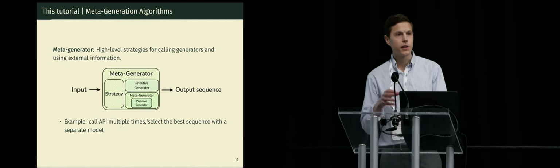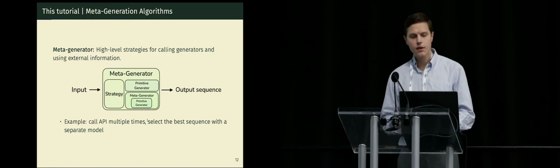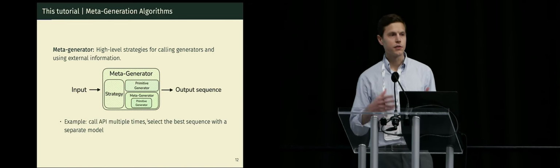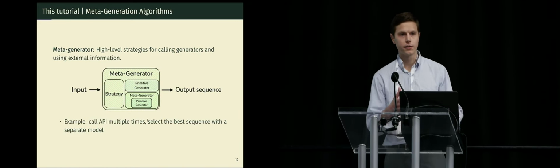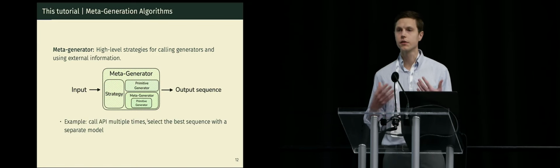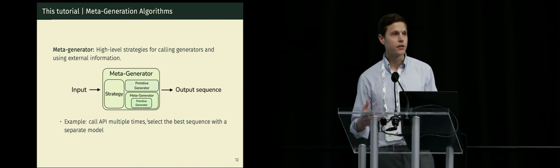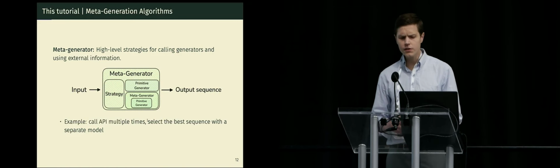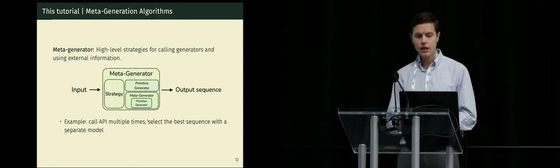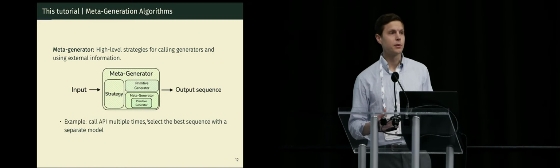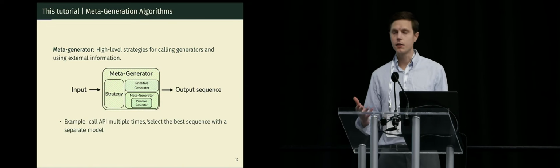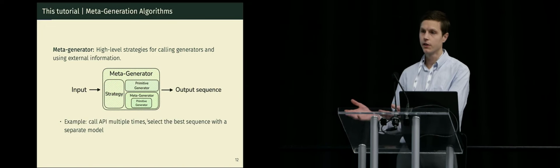Then we can use those algorithms and treat them as a black box. And we could design these higher level strategies for calling generators and incorporating external information like other models or tools. And so a really simple example is you could instead call your API multiple times and then select the best output with some other model that you have.